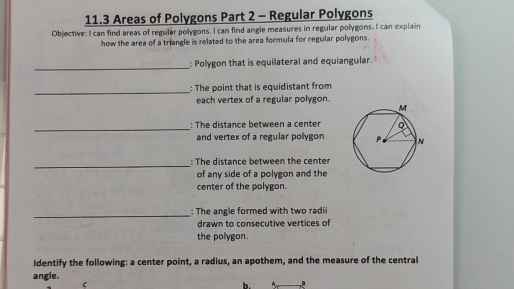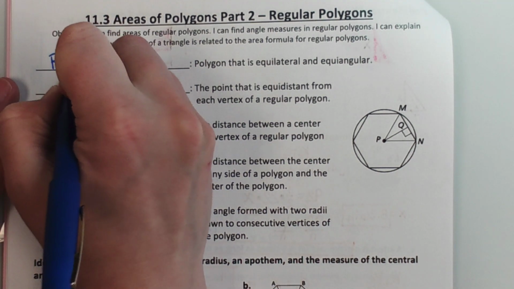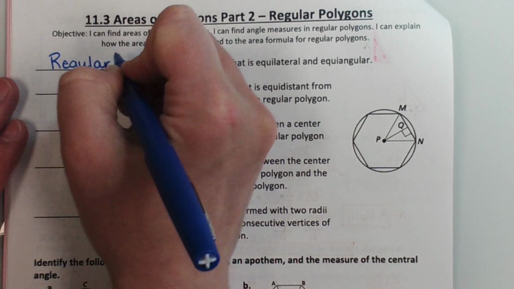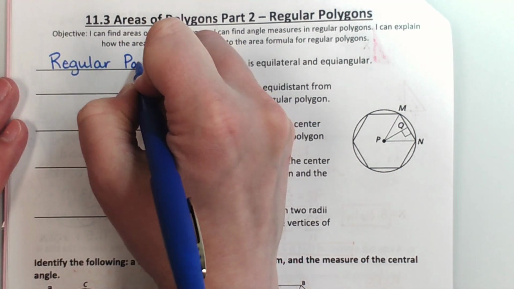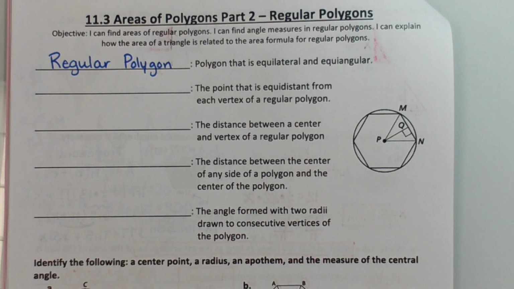Now, in case you've forgotten, a regular polygon is a polygon in which all of its sides are the same length and all of its angles are the same measure. In other words, a polygon that is both equilateral and equiangular.